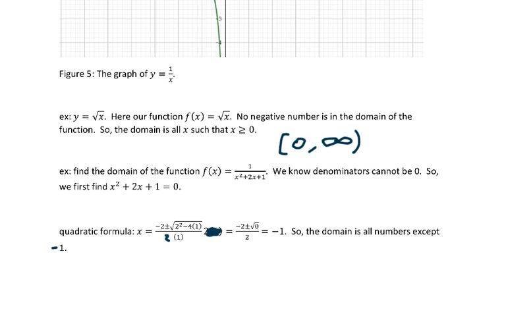So for this, I use the quadratic formula. Using the quadratic formula here, what we get is -1. So that's when this is 0. That's the solutions to this. So the domain is everything except -1.